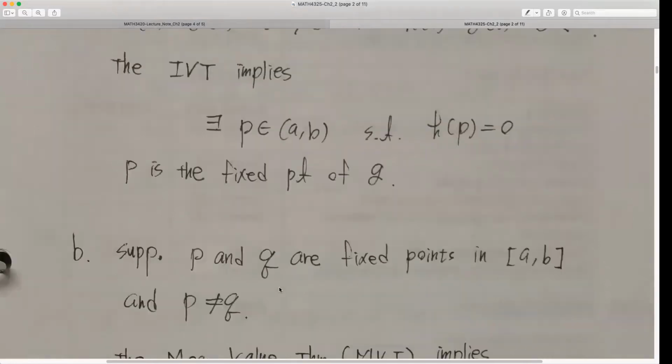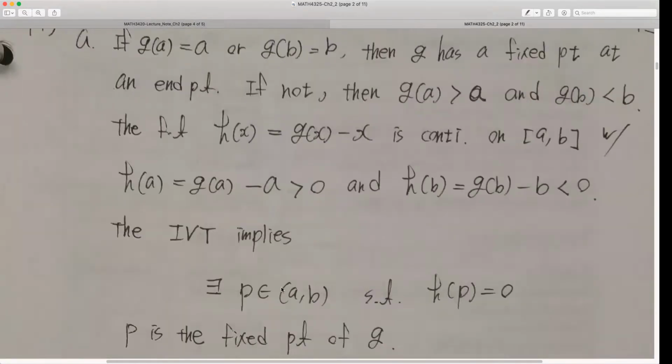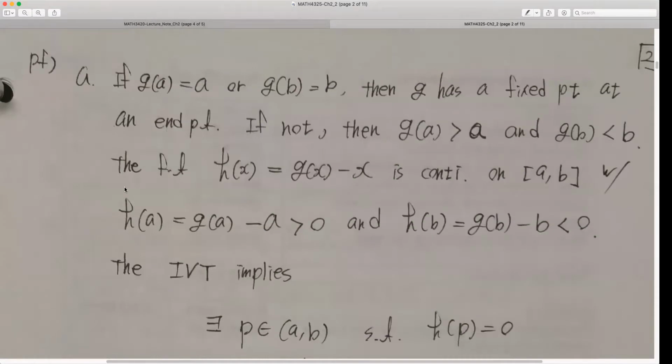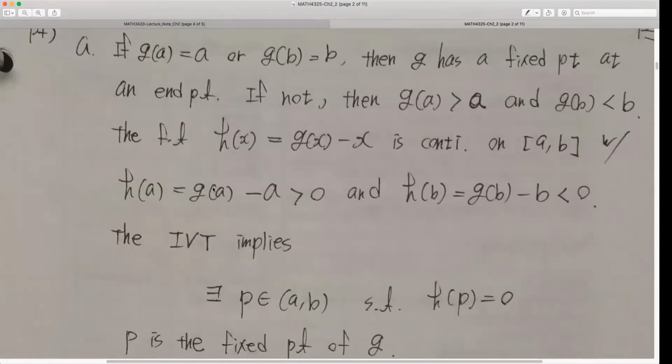So proof done. To prove statement A of theorem 2.2, we define h(x) as g(x) minus x, and then we use the intermediate value theorem. Okay, keep in mind this.